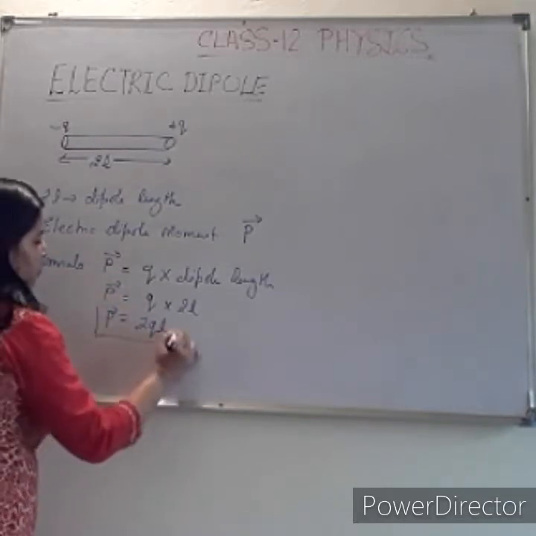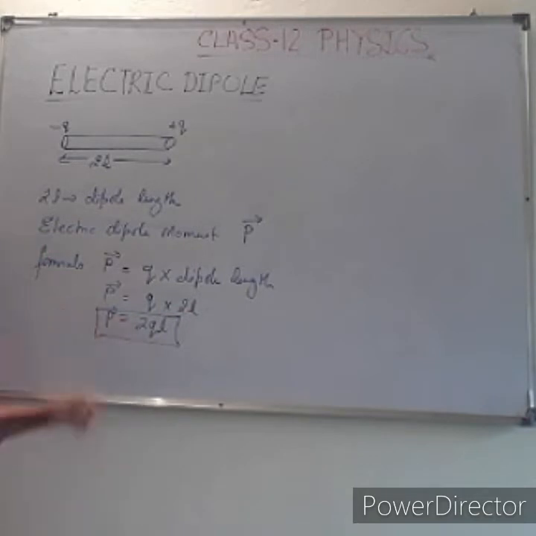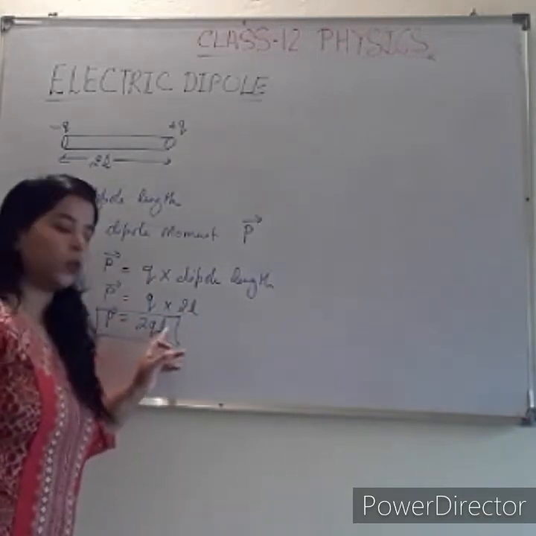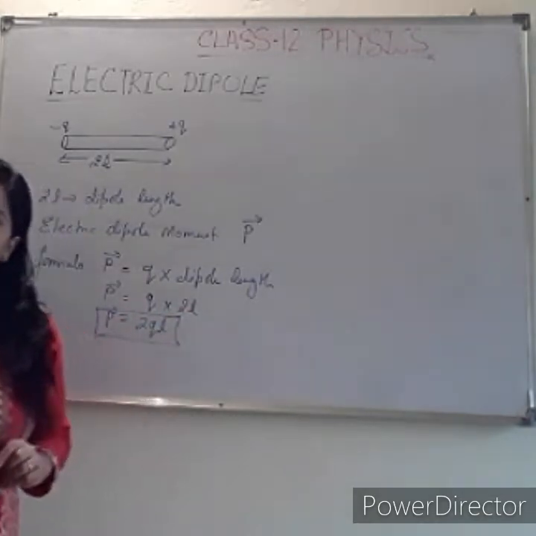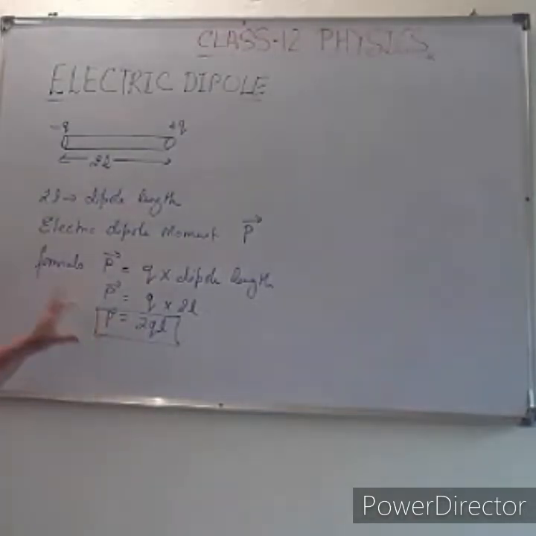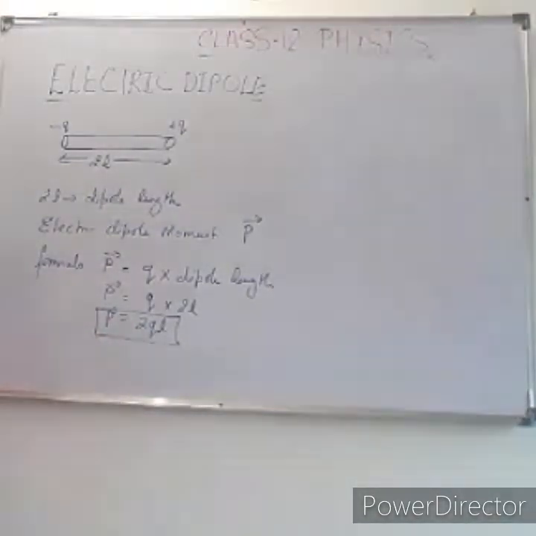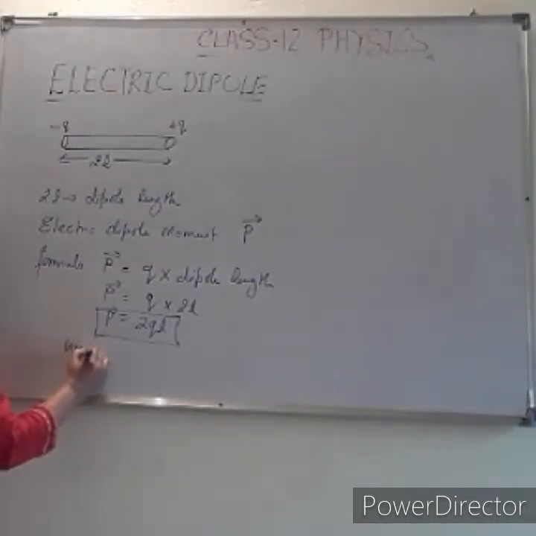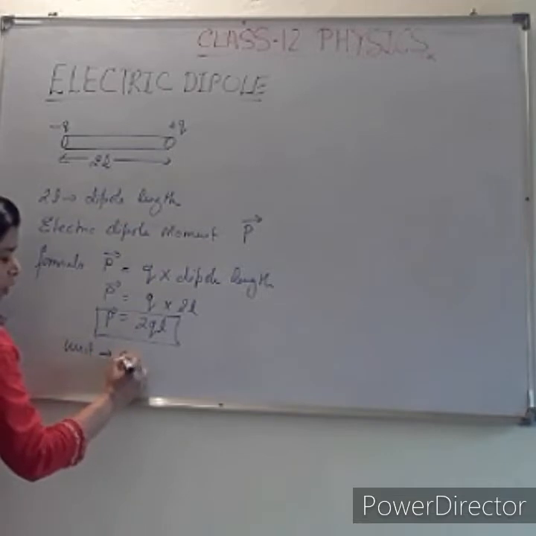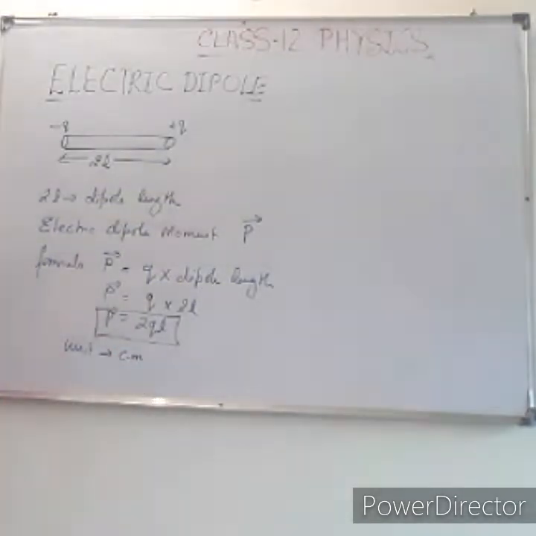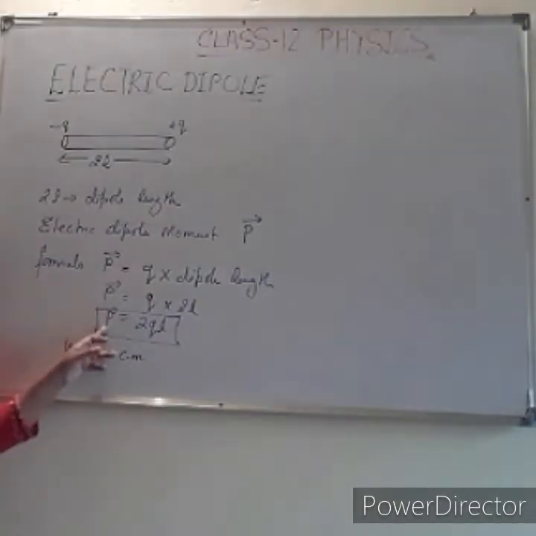This is a very important factor. Charge is a scalar quantity. Length again is a scalar quantity, but the product of the two is a vector quantity. Again, it is the specific nature of electric dipole moment. You can take out the unit. The unit of electric dipole moment is the unit of charge, coulomb, times the unit of length, meter. So coulomb meter is the unit of electric dipole moment.